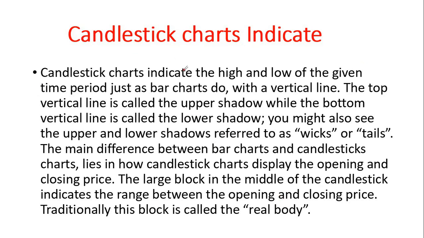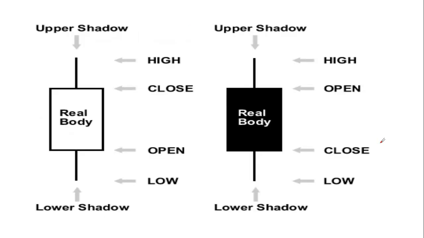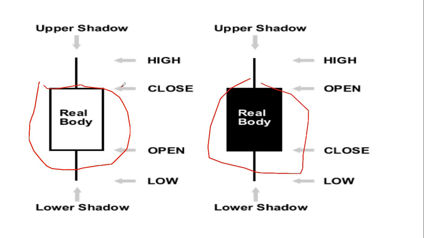The difference between the bar chart and the candlestick chart is that the candlestick has a body. You also see the shadow, which is also known as wicks or tails. Let me show you how it looks. This is how a candlestick looks. So this is the border, and this is also the border.